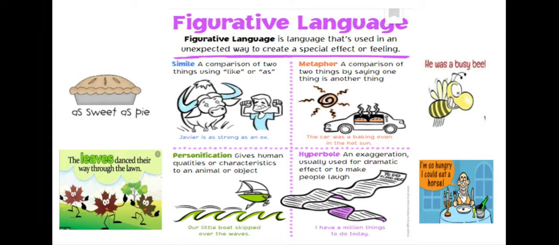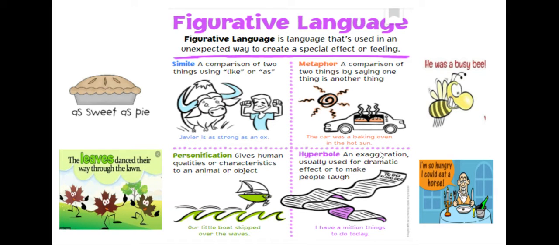Also over here with the boat, it says our little boat skipped over the waves. A boat doesn't have legs, but that kind of gives you an idea of how the boat moved through the water. That's personification. Humans will skip and humans dance. So we're giving the leaves the ability to dance and the boat the ability to skip.